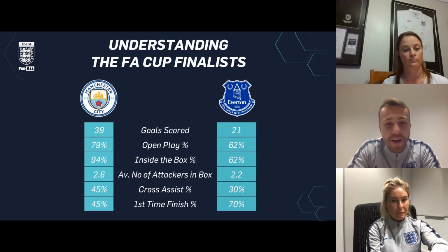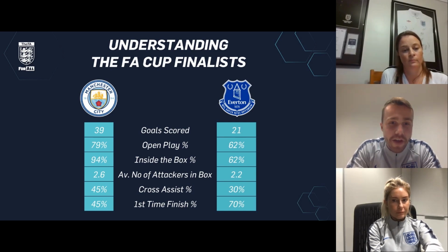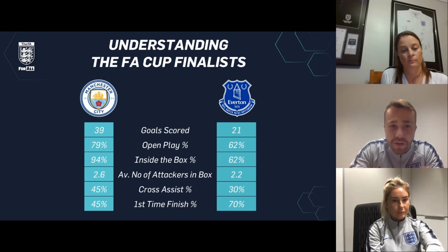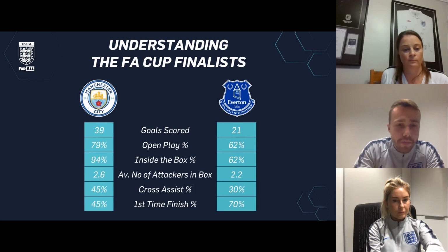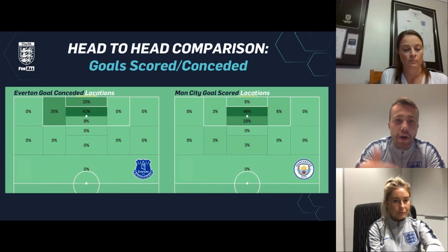So we're going to look at how Man City score their goals. Real key messages: the vast majority, 94%, are inside the box, and they get considerable numbers in the box, nearly 3, and they look to build with crosses and play from wide areas that come inside the box. We'll start to show that. I know, Claire, you've got some great detail on the individuals within that.